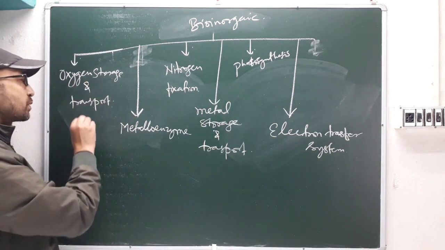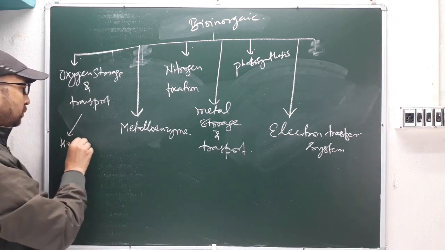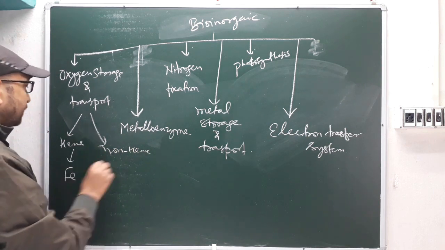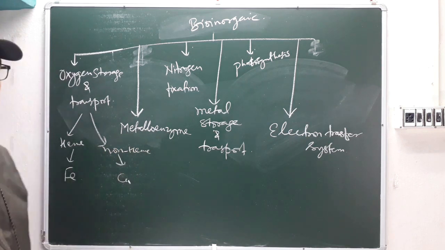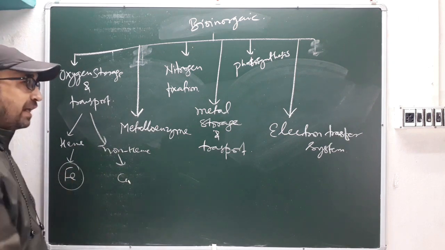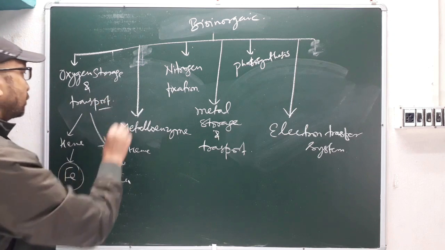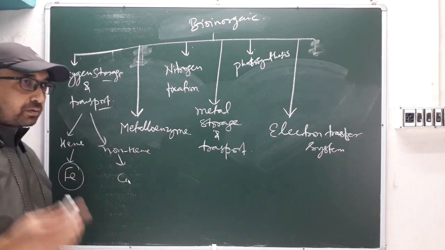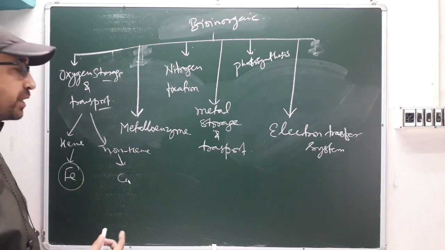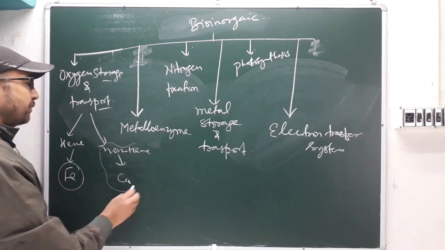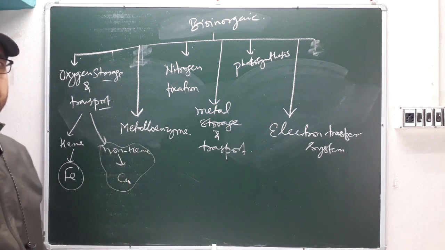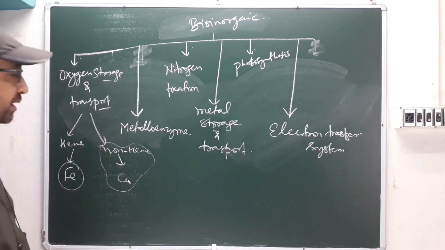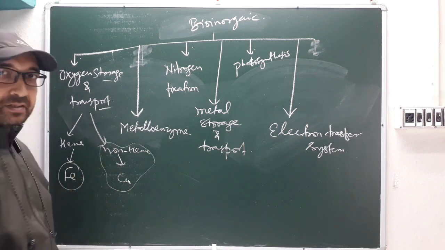Here, under oxygen storage and transport, we will have heme and non-heme. For heme we require iron, for non-heme we require copper. We'll see those examples in detail. With iron, we have hemoglobin for transport, and for storage we have myoglobin. These are for human beings and vertebrates. Non-heme is required for invertebrates, where we have copper, and even iron also: hemerythrin and hemocyanin. Hemerythrin has iron, hemocyanin has copper. We'll discuss in detail.